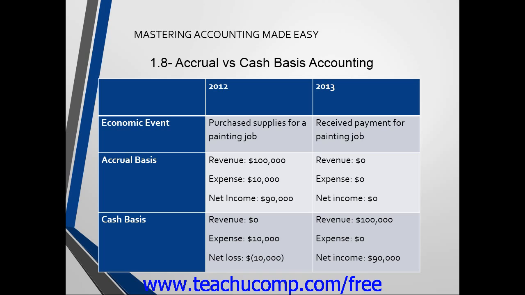Also, it's important to note that once a company chooses a method of accounting, they must stick with it throughout the year. They may also need to get approval from the IRS to change the method later on.